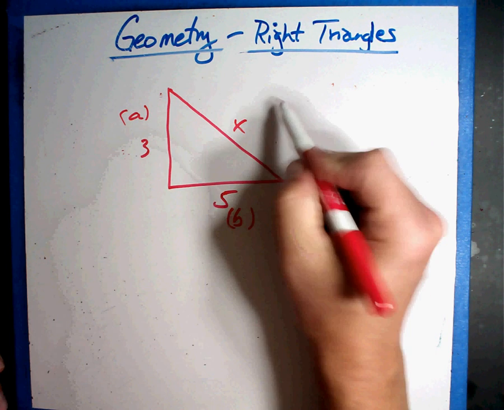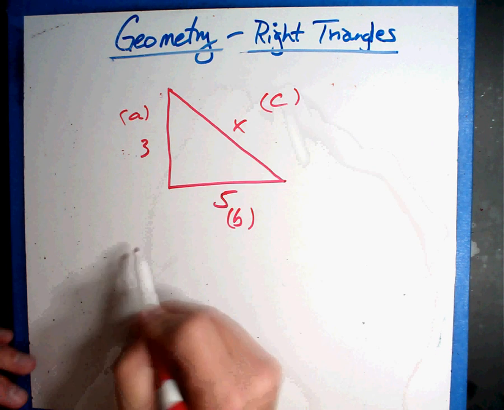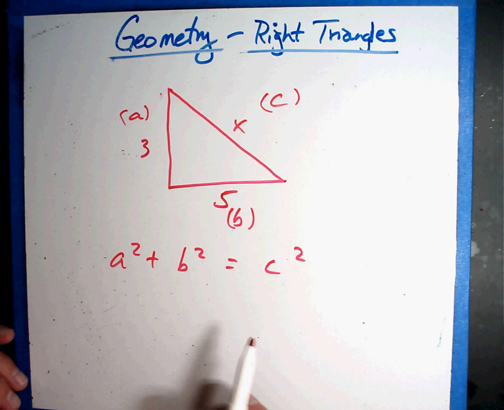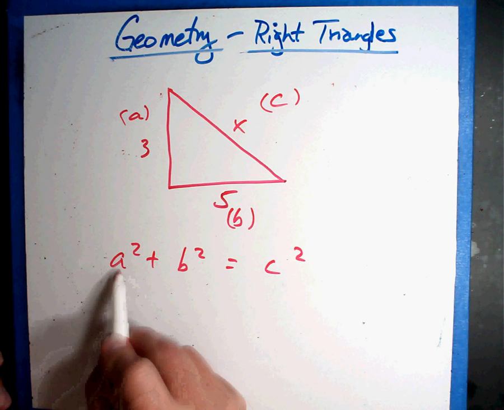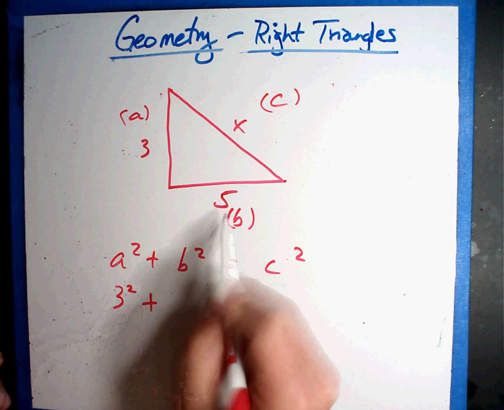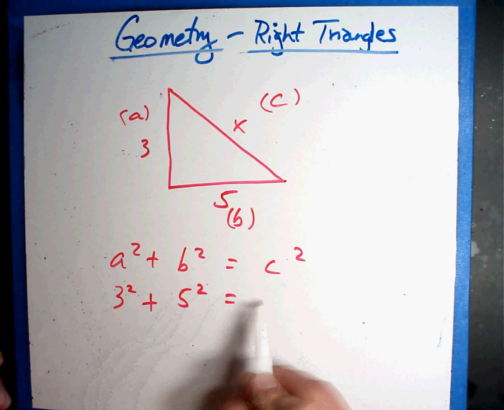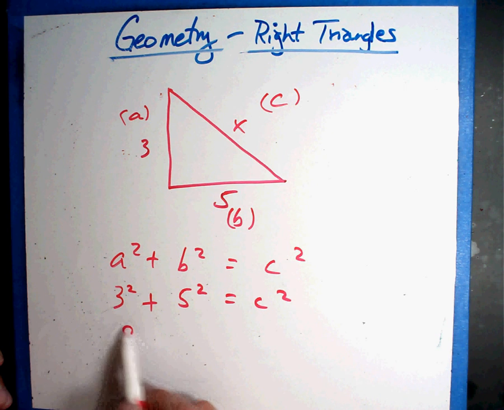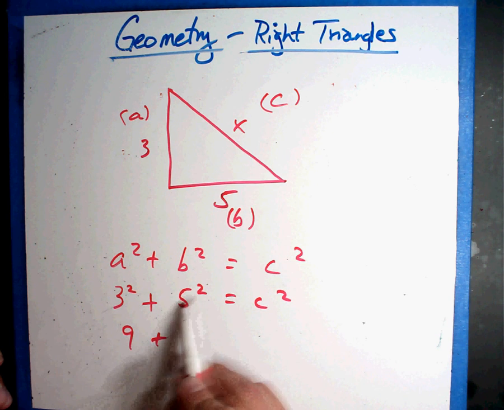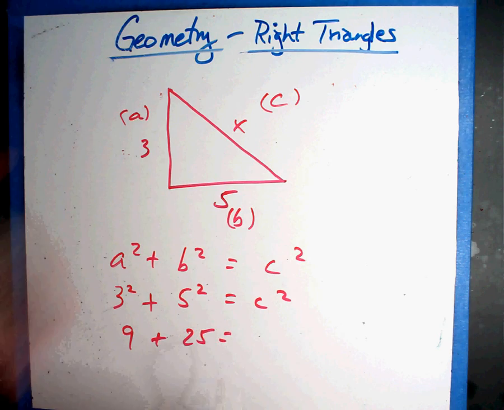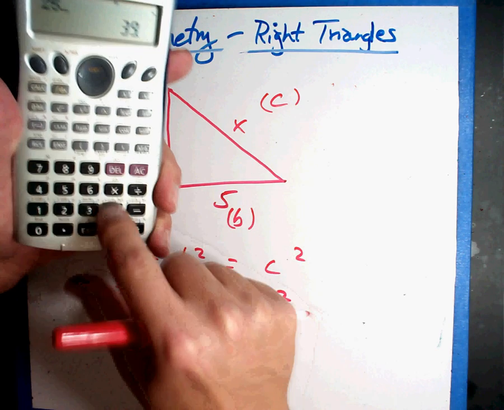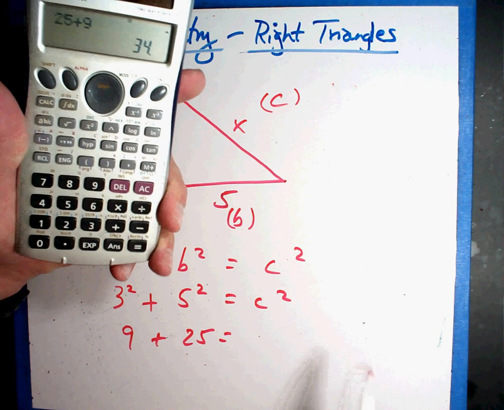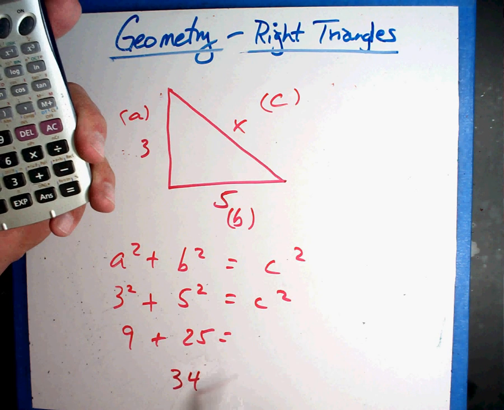Well, C is the longest side, so I'm going to use the formula A squared plus B squared equals C squared. A squared is 3 squared. B squared is 5 squared equals C squared. So let's see. 3 times 3 is 9 plus 5 times 5 is 25. Well, again, use my calculator. 25 plus 9. Don't be scared to use your calculator. 34. So that's 34 equals C squared.